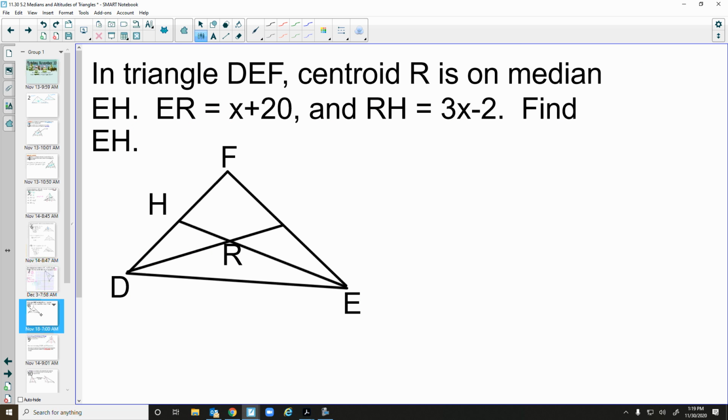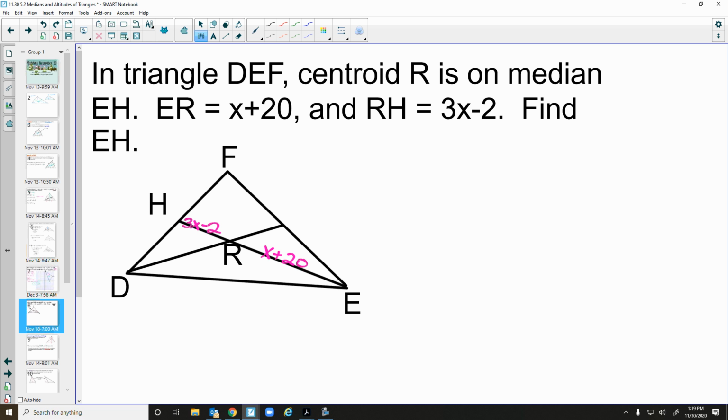We have one more centroid problem. On this final centroid problem, we have a triangle. R is the centroid, EH is a median. We know that ER is x plus 20, and we know that RH is 3x minus 2. We need to find the full distance. So multiply RH by 2 and set it equal.